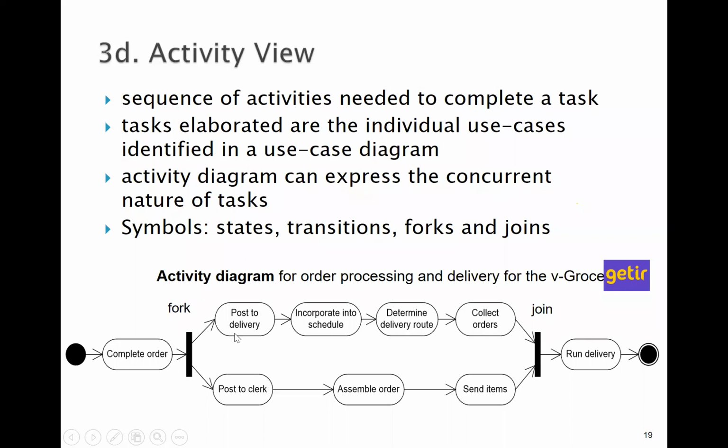We post the delivery and then put a schedule, the delivery route, and then collecting the order. In parallel with this, we post the clerk and then assemble order and send items. So together, joins here, and then we implement, so run the delivery.